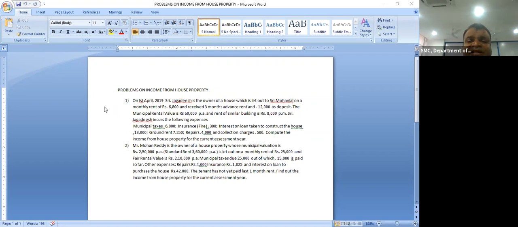What do you mean by this rent of similar building? This is a new term I'm finding. What does it mean? It is called the fair rental value. Rent of similar building is called the fair rental value. And Jagdish has incurred certain expenses: municipal taxes 6,000, insurance 300, interest on loan taken, ground rent, repairs, collection. Compute the income from house property.